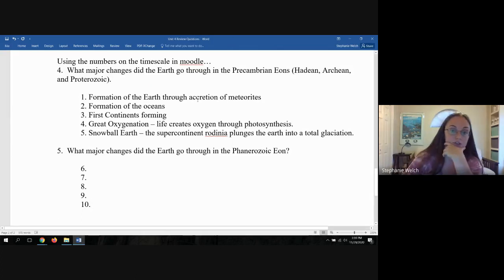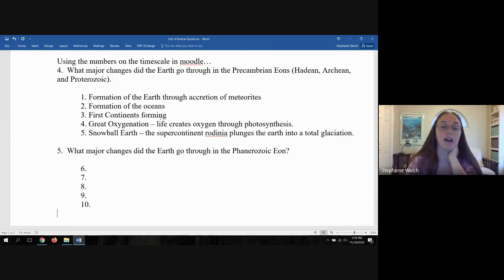So that's events 1 through 5 off the time scale, all of the biggest major events from the Precambrian. And this is basically the second half of lecture 22 all the way through the entirety of lecture 23, all Precambrian geology. So these last 5, also off the time scale, are just going to be in the last 544 million years, or roughly 500 million years, and those are going to be specific to the Phanerozoic.